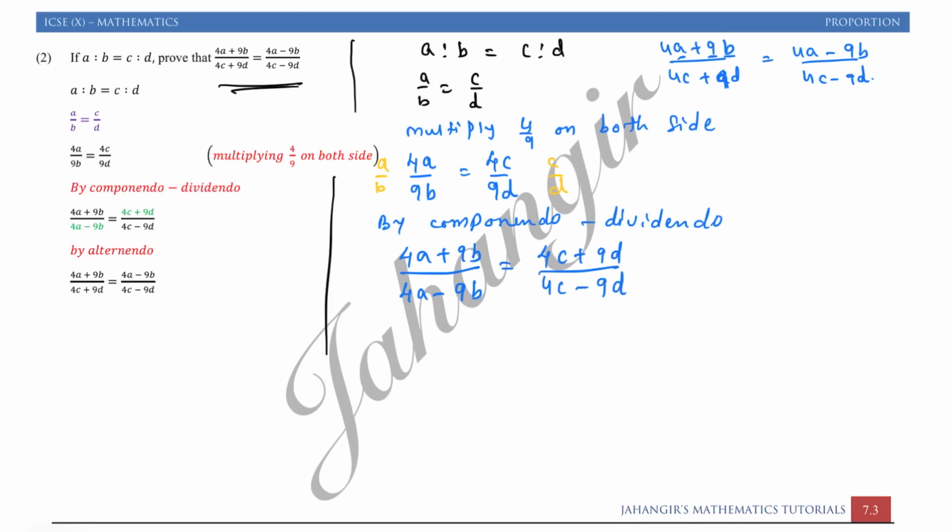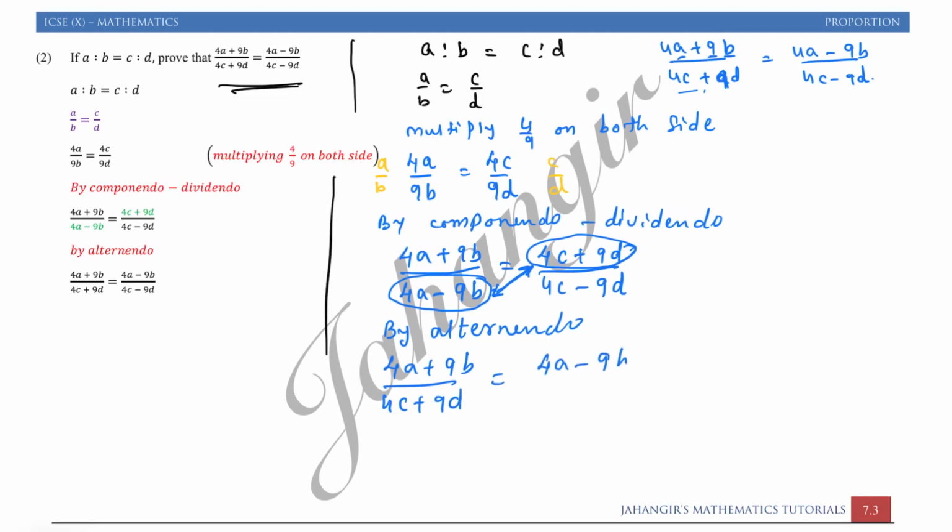Now you have to look at the answer. In the answer what do we have? 4a plus 9b upon 4c plus 9d, meaning this term we need over here. So we have to swap these two terms. To swap these two terms we need alternando. In alternando we can swap diagonally. So we can write by alternando 4a plus 9b upon 4c plus 9d is equal to 4a minus 9b upon 4c minus 9d. Okay, by alternando we can do this.